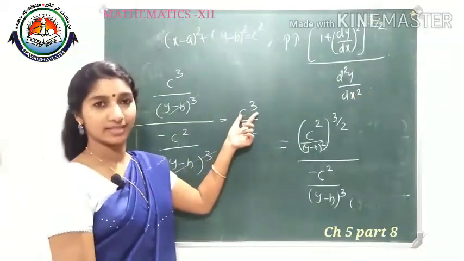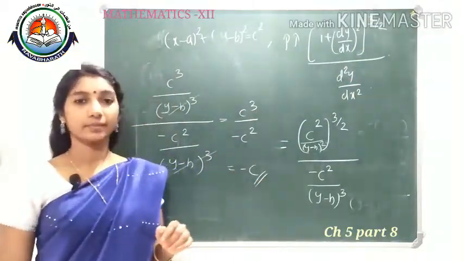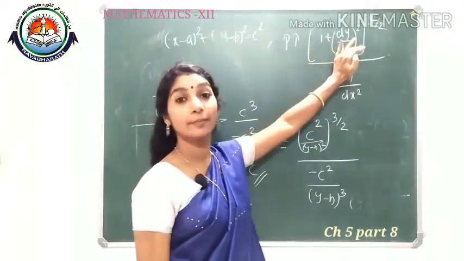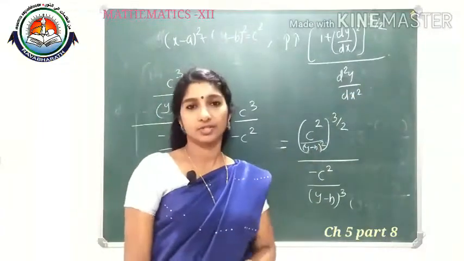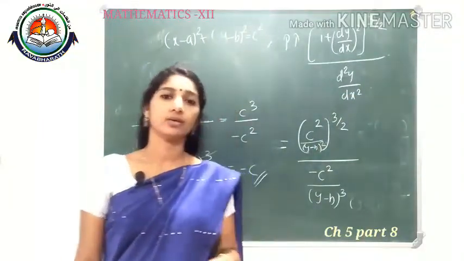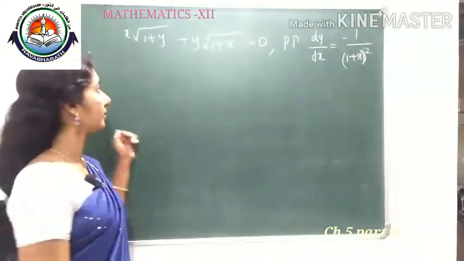Actually this is c, its answer is minus c. We got it as minus c. That means this value is independent of a and b. Without a and b we got an expression. Okay, that is what is meant by independent of a and b. Clear? Then let's do another problem.